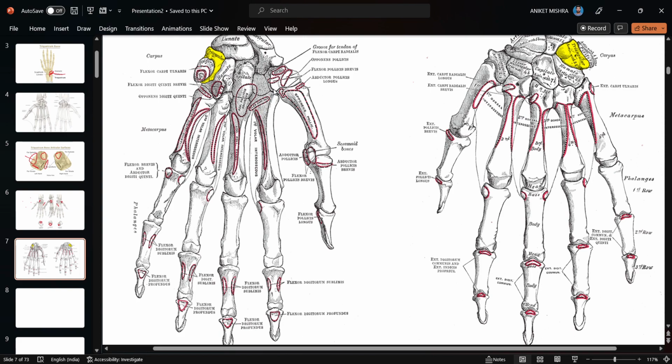When we talk about its arterial supply, it gets blood supply from a network of nutrient vessels.